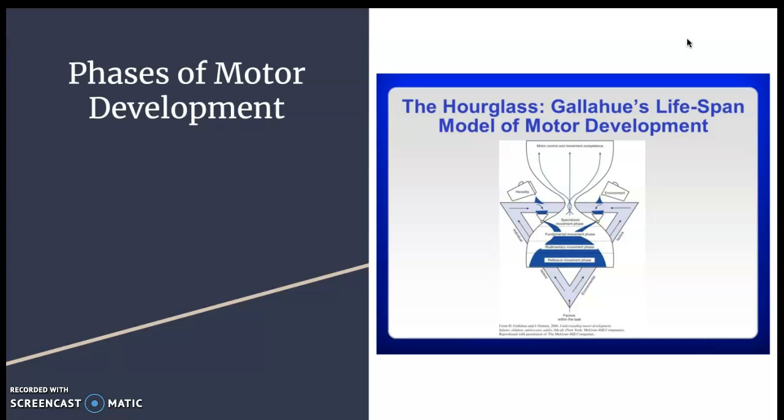So we're now going to move to the phases of motor development, and I think many of you have seen this image before, the hourglass. In this model, there are 4 phases: reflexive, rudimentary, fundamental, and specialized. Within those phases are different stages.